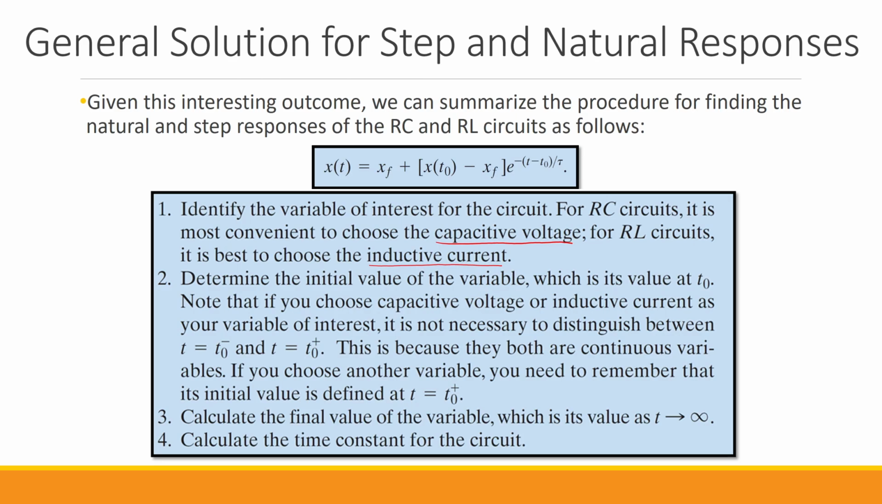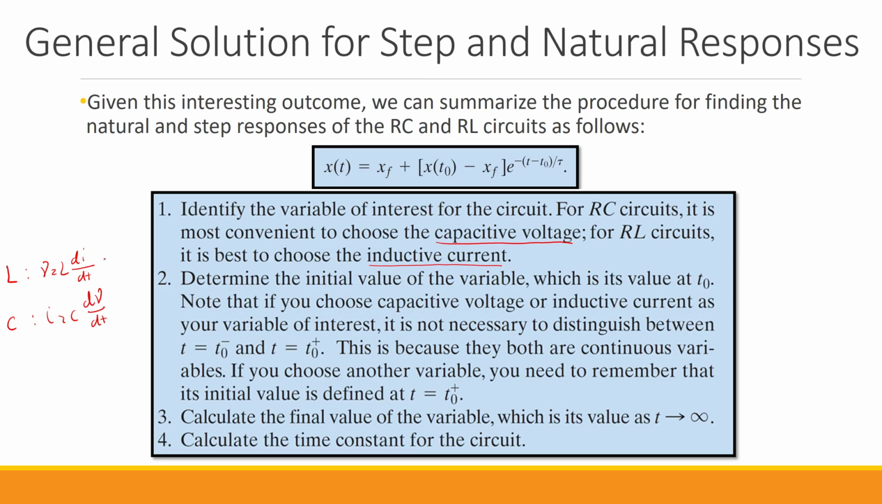You need to keep in mind that if you choose the voltage of the capacitor or the current of the inductor as your variable, it is not necessary to distinguish between the time 1 epsilon before t0, which I can show as t0 minus, and 1 epsilon after t0, which I show as t0 plus. Because if you remember from the equations that we had for the inductor and the capacitor, for the inductor the voltage was L di over dt. For the capacitor, the current was C dV over dt.